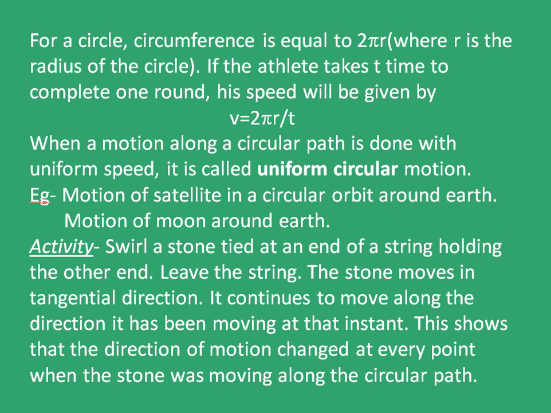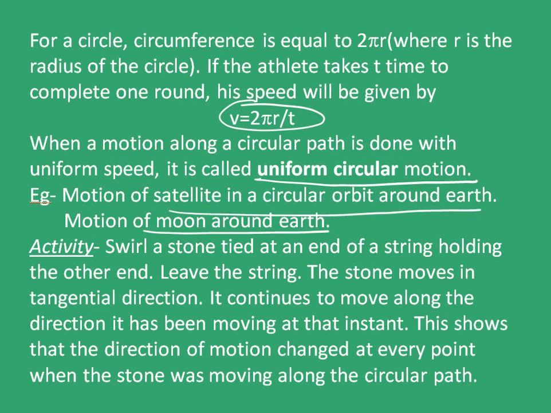Now, for a circle, circumference is equal to 2 pi r, where r is the radius of the circle. If the athlete takes time t to complete one round, his speed will be the distance traveled, that is 2 pi r, upon the time taken, that is t. When a motion along a circular path is done with uniform speed, it is called uniform circular motion. For example, the motion of a satellite in a circular orbit around Earth or the motion of the moon around Earth.